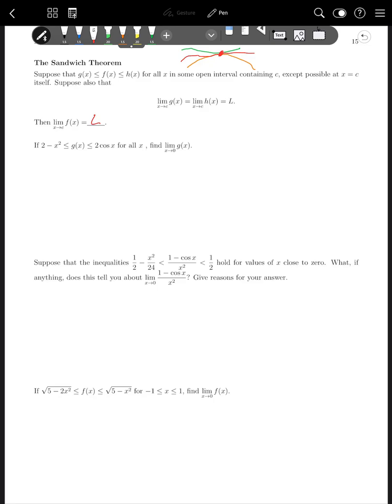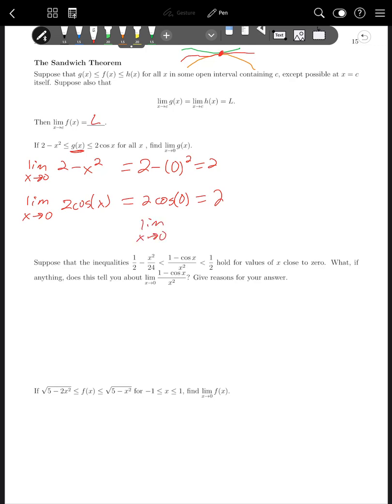For example here, if I know g of x falls between 2 minus x squared and 2 cosine x, and I want to find the limit of g of x, what I could start by doing is finding the limits of the two outside functions. I could do the limit as x approaches 0 of 2 minus x squared, and the limit as x approaches 0 of 2 cosine of x. We do those by just plugging in the values. So 2 minus 0 squared is 2. 2 times cosine of 0; well, cosine of 0 is 1, so 2 times 1 is 2. So the limit as x approaches 0 of g of x must be 2.